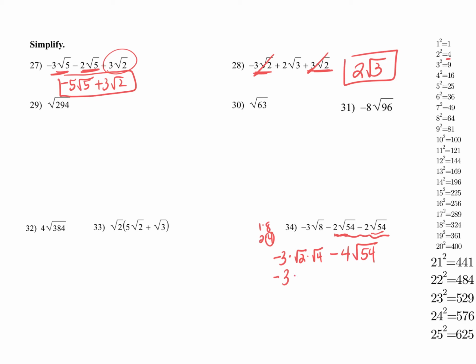I'm just going to bring this down. Negative 3 times the square root of 2 times the square root of 4. Then I'm going to work on this one. Minus 4 times, and then I'm going to work on 54. 1 times 54. 2 times 27. 3 times 18.